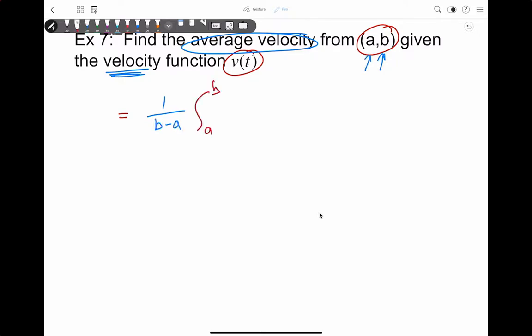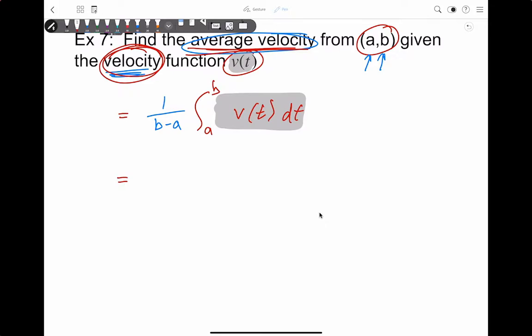And remember, the velocity, since that's what we're trying to find the average of, the velocity function has to go here as the integrand. Okay, and the only thing they gave us was v of t. There's not an actual explicit equation. So we're just going to plug that in as such. Okay. Now, to finish this off, this is a conceptual type of question.